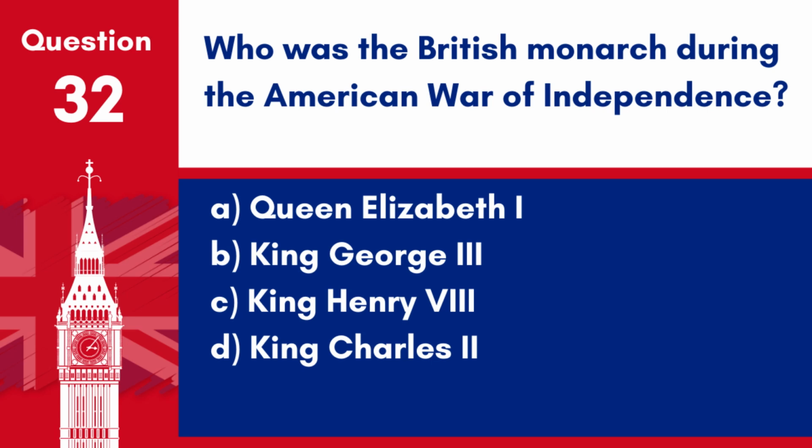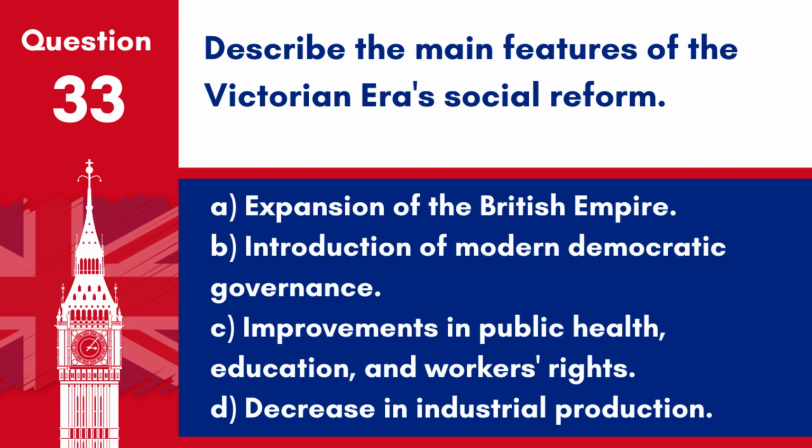Answer: B. King George III. King George III was the monarch during the American War of Independence, which saw the 13 colonies in North America fight for and gain independence from British rule. Question 33. Describe the main features of the Victorian era's social reform.